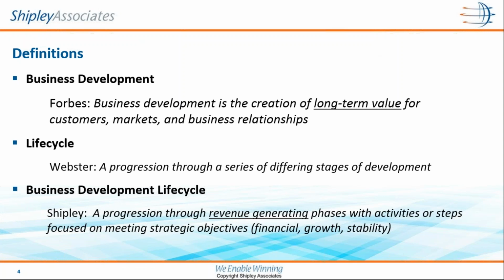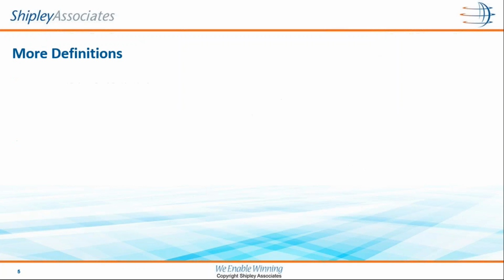Our definition of business development life cycle is a progression through revenue generating phases with activities or steps focused on meeting strategic objectives. Some of your organizations, your primary objectives are revenue. Some are growth. Some are to enter new markets and penetrate new markets. Whatever your strategic organizational objective is, the business development life cycle needs to align with that. It needs to create phases and activities and steps that you can accomplish going forward.